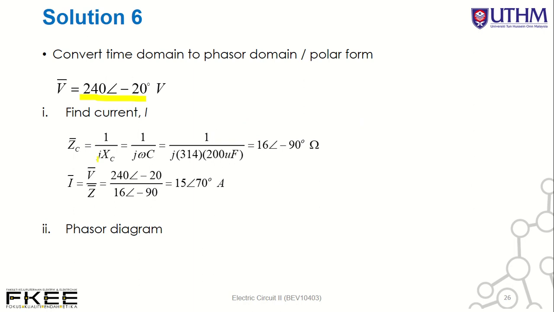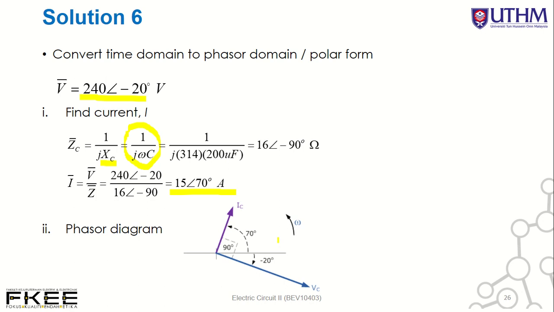Z equal to 1 over j XC. This is what I wanted to tell you earlier, 1 over j XC. ZC equal to 1 over j omega C. This one you must remember. Then you can calculate ZC. From the circuit you can determine current as V over Z in phasor domain. If you want to calculate in time domain, you can convert to the time domain.